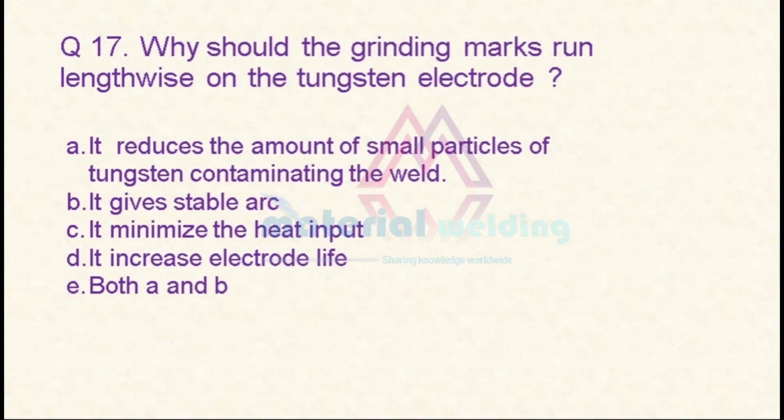Question 17. Why should the grinding marks run lengthwise on the tungsten electrode? A. It reduces the amount of small particles of tungsten contaminating the weld. B. It gives a stable arc. C. It minimizes the heat input. D. It increases electrode life. E. Both A and B.